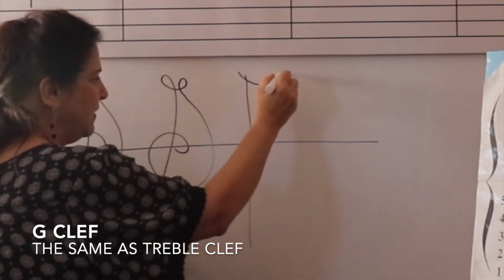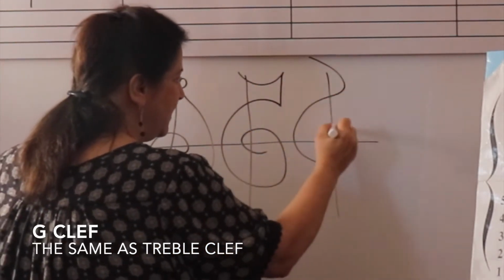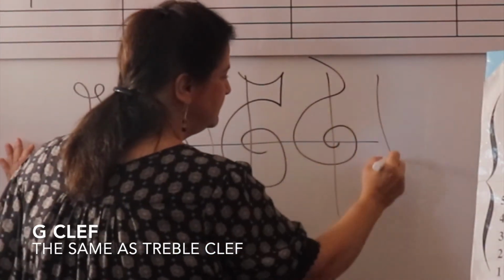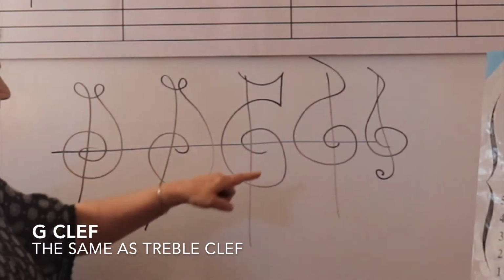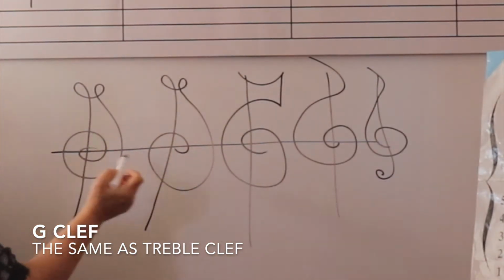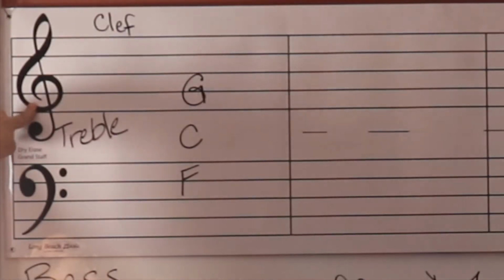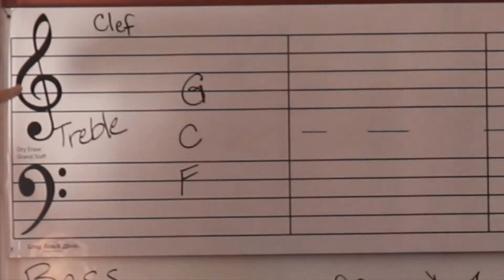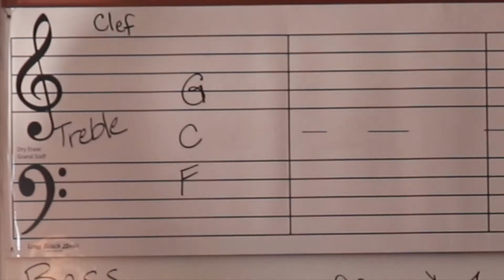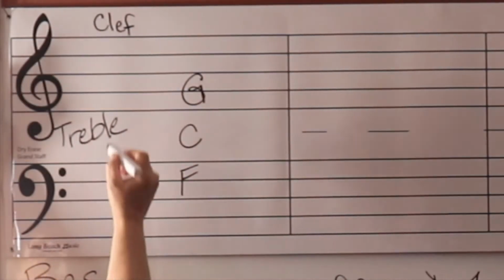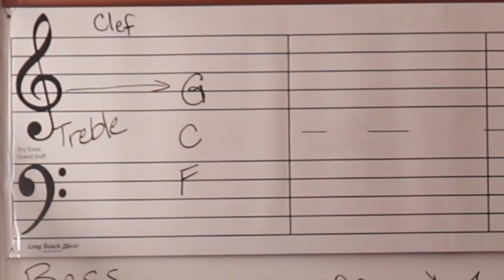evolved into what we know as the treble clef. And notice that the curly Q here is on the line. This is what the treble clef, which is really the G clef, looks like in modern time. And if you notice, that is the G note.